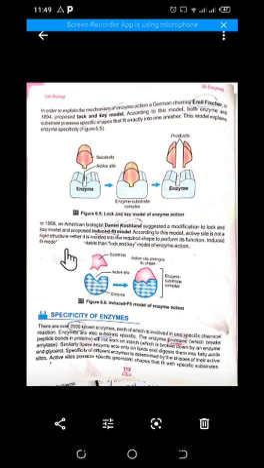Further, moving on to the next model, that is called the induced fit model. In 1958, an American biologist, Daniel Koshland, suggested a modification in the above mentioned model. He said there should be some modification in the lock and key model, and he proposed another model called the induced fit model. According to his model, the active site is not a rigid structure, rather it is molded into the required shape to perform its function. The induced fit model is more acceptable than the lock and key model of enzyme action.